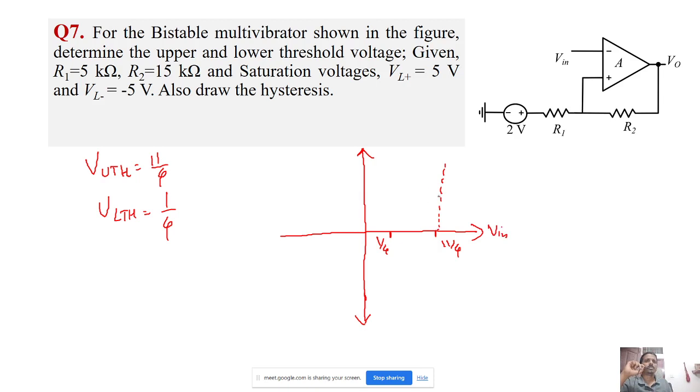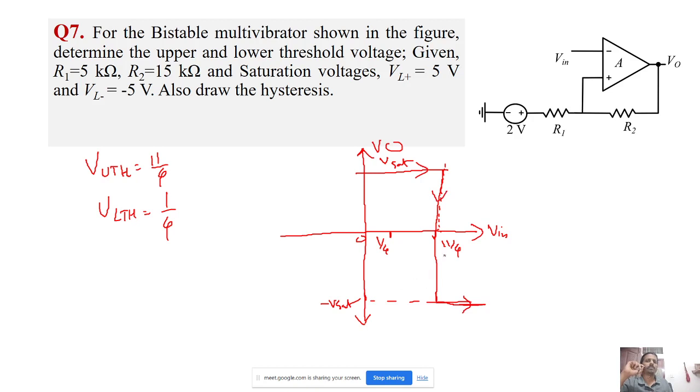So till that, V0 will be high, say V sat. So when the Vin increases gradually from 0, it will increase till 11 by 4. After 11 by 4, the output will suddenly vary to minus V sat. So above that, the output voltage will be minus V sat. Okay, so it will cross like this.